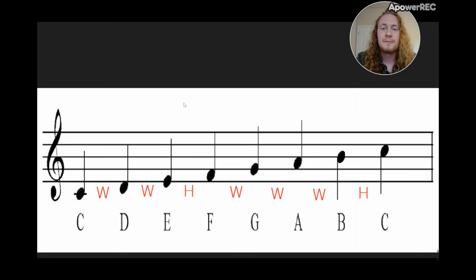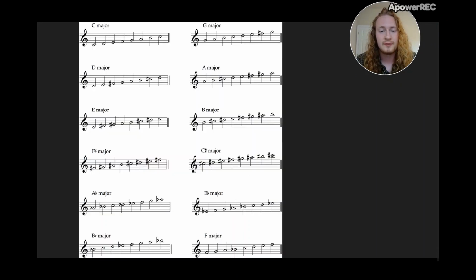So this pattern, 2 whole steps, followed by 1 half step, followed by 3 whole steps, followed by 1 more half step, is our major scale. That's our blueprint for a major scale. So if we start on any note and use that pattern, we'll get a major scale. Now remember, I was saying we have 12 notes in the tonal system, so that makes 12 major scales. You can see right here we have 12 scales.